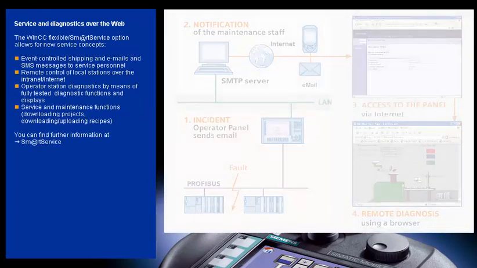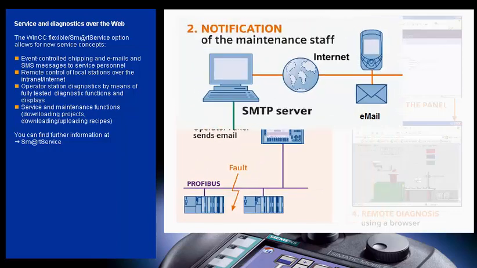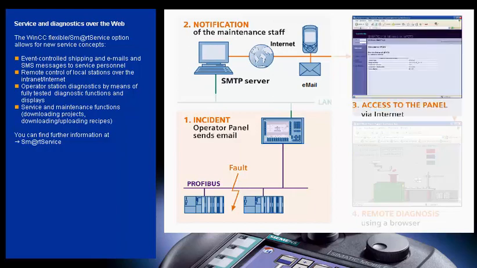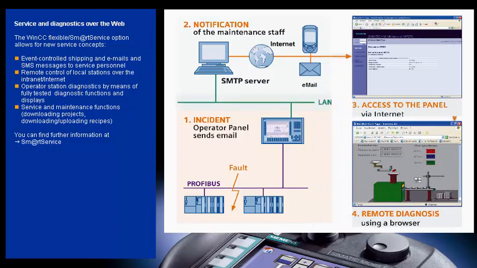You can use the WinCC Flexible Smart Service option for diagnosing, servicing, and remote control of local operator stations over the Internet. A typical service call. The local station informs service personnel per email or SMS. The specialist then dials into the station over the Internet and diagnoses the status of the local operator station. A series of standard diagnostic functions, as well as remote control options, are available for this purpose.